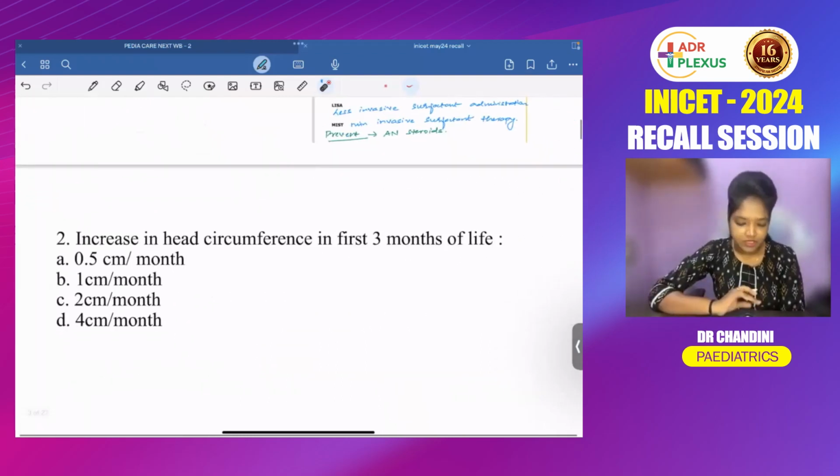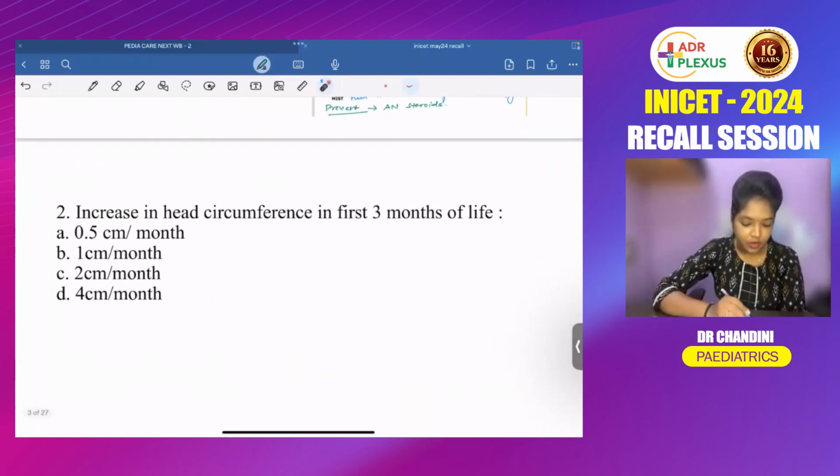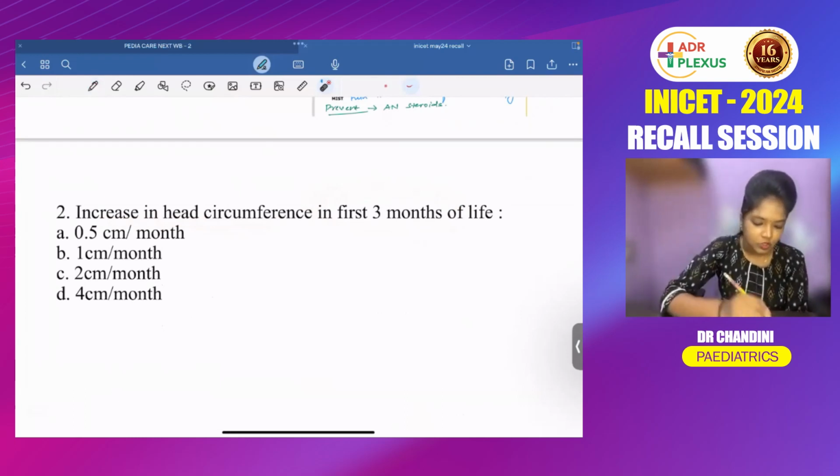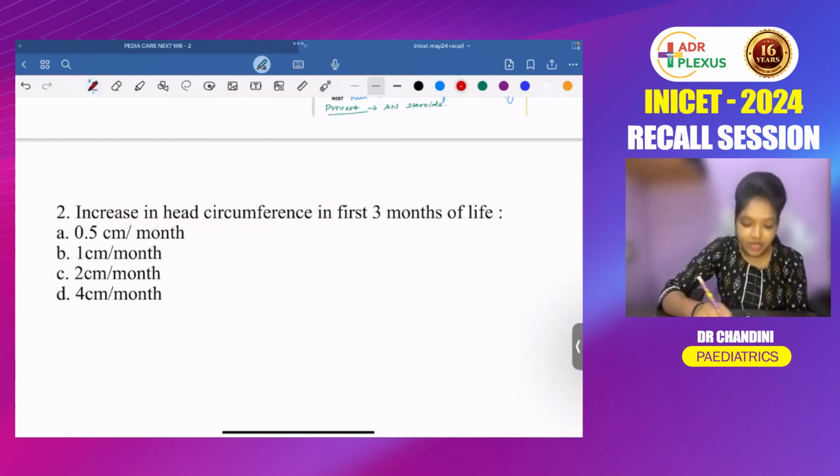So going to the second question. This is also a direct question. The question is, increase in head circumference in the first 3 months of life is it 0.5 centimeter per month, 1 centimeter, 2 centimeter, or 4 centimeter per month? The answer to this question is, in the first 3 months, the head circumference increases 2 centimeter per month.